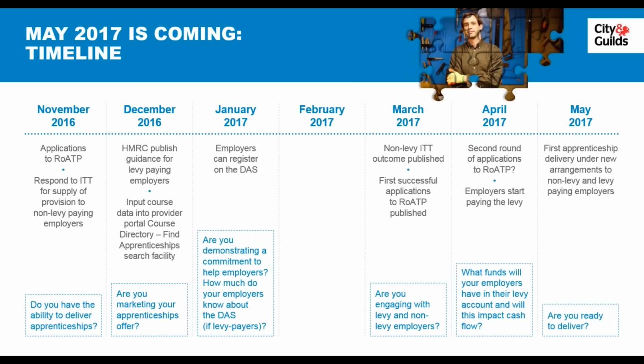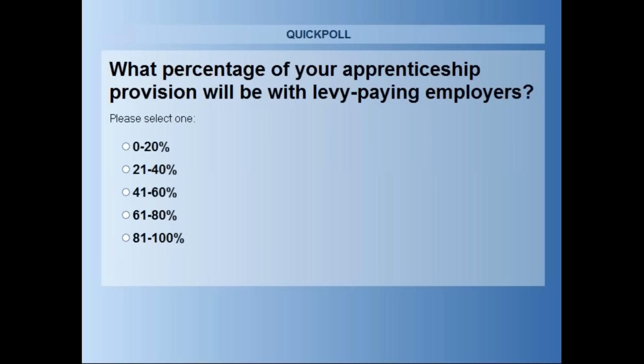So we're going to take a poll question. Yeah, so we have a second poll question of the day. What percentage of your apprenticeship provision will be with levy paying employers? 0 to 20%, 21 to 40, 41 to 60, 61 to 80, or 81 to 100?